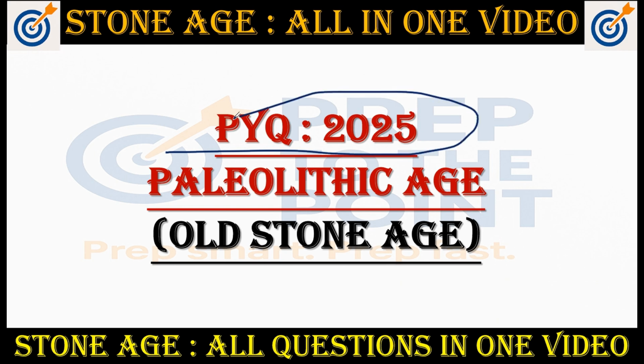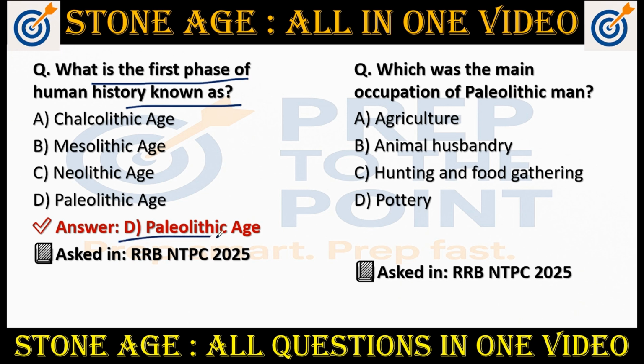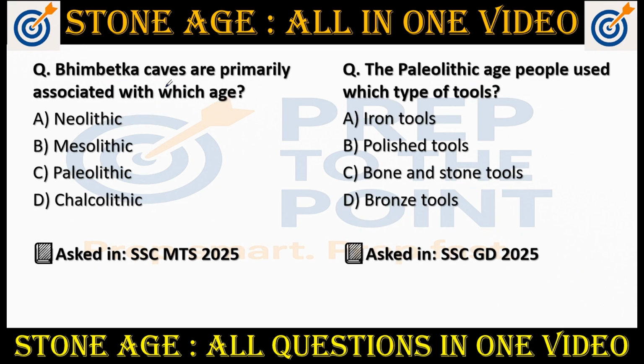Now, previous year questions of this year of Paleolithic Age are: what was the first phase of human history known as? The correct answer is Paleolithic Age. Which was the main occupation of Paleolithic man? It's hunting and food gathering. Bhimbetka caves are primarily associated with which age? The answer is Paleolithic Age.